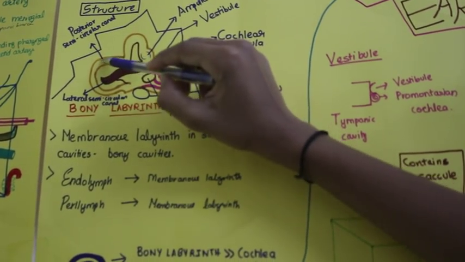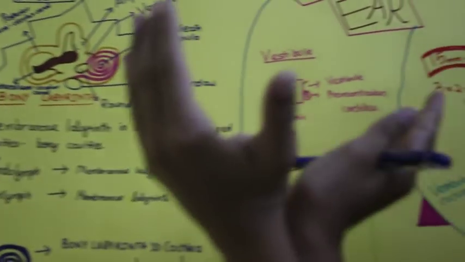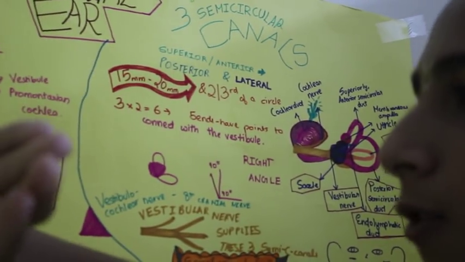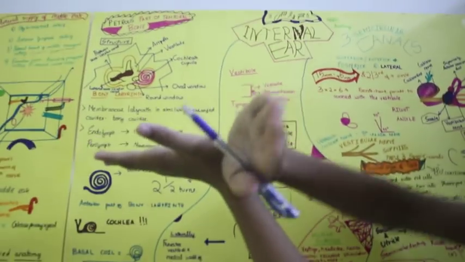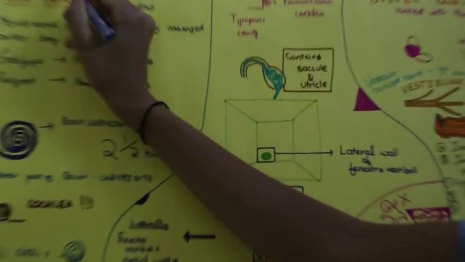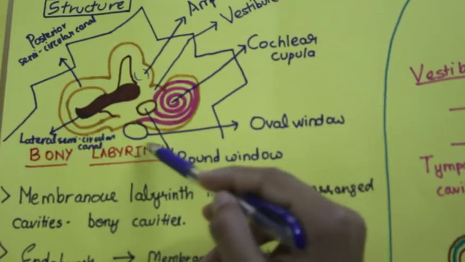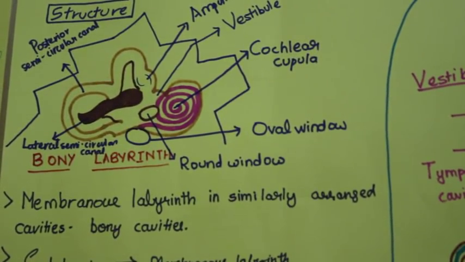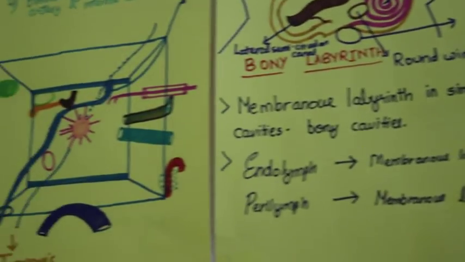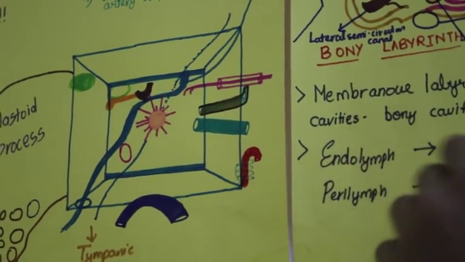We have the posterior semicircular canal. The anterior one is facing to the front, the posterior one the back, and the lateral one this way. So everything is at a right angle. 1, 2, 3. This is how we have it. The lateral semicircular canal is shown here. And then we also have the round window and the oval window. The round window is shown here. The oval window is covered by the stapes, fenestra vestibuli and fenestra cochleae. So these are two windows. And the membranous labyrinth is similarly arranged as we saw now.